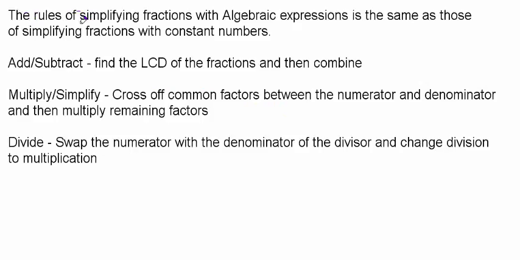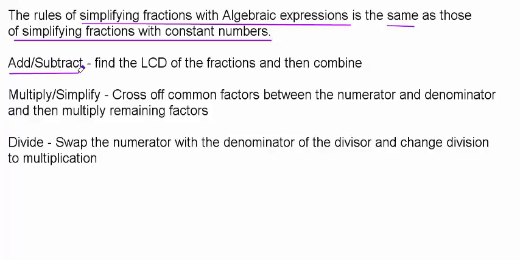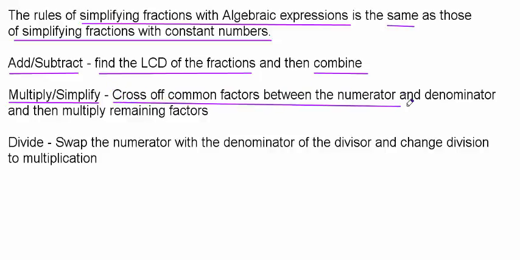Recall that the rules of simplifying fractions with algebraic expressions are exactly the same as those of simplifying fractions with constant numbers. To add or subtract, you need to find the least common denominator of the fractions, and then once you have all of them on the same denominator, you should combine the like terms on the numerator. To multiply or simplify, you should reduce or cross off common factors between the numerator and denominator before you go on to multiply the remaining factors out.